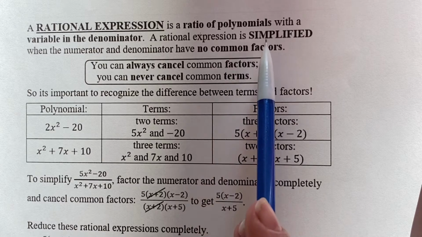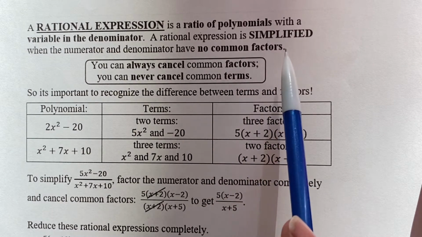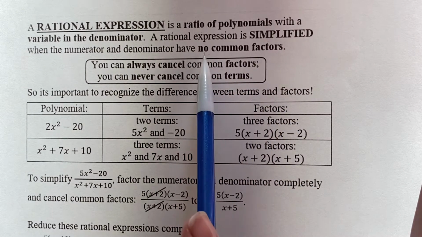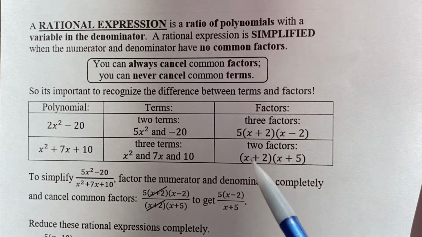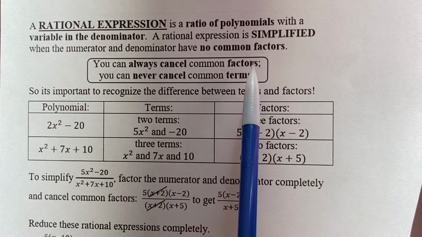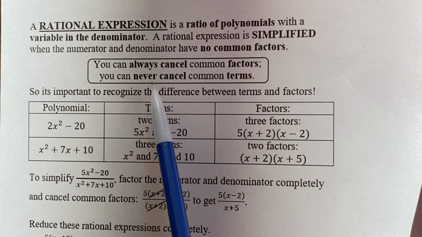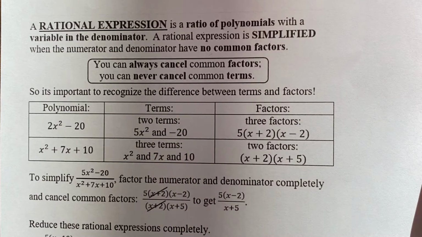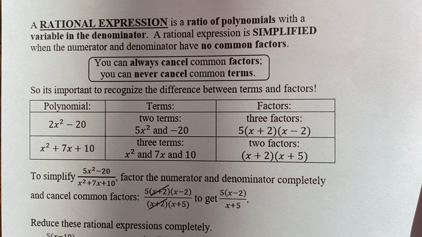We're going to start with simplifying rational expressions. So we're going to break them down so they have no common factors. Two things to keep in mind when we're doing these. You can always cancel factors that are common. You can never, ever cancel terms. Okay, so make sure you can see here the difference between terms and factors.